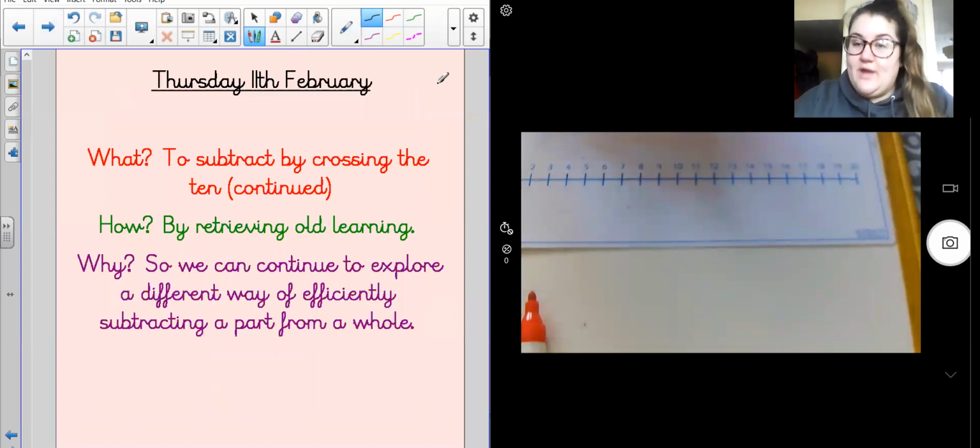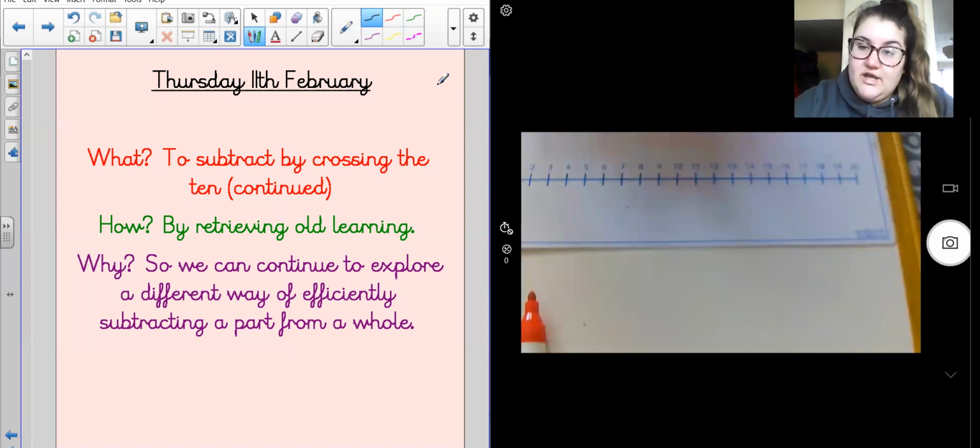Let's look at what we're going to do today. We are going to continue to subtract by crossing the 10. Okay, so this is quite a tricky concept, but once you get it, you will have it, and that is it. And then all we've got to do is keep practicing and keep using that skill. So we're going to continue that today. So how are we going to do it?